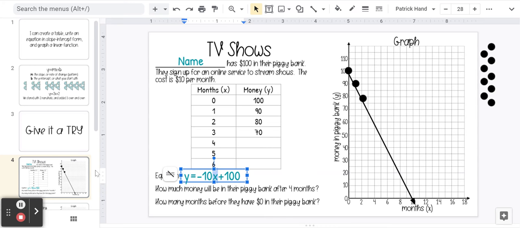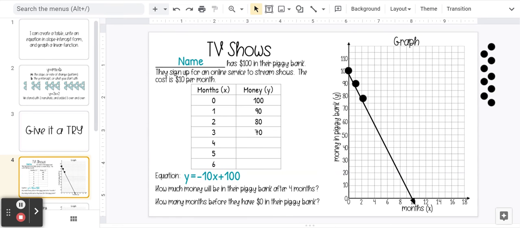So for each of the questions, you're going to fill out the table first. You can either do the equation or the graph next, but do all 3 of those parts before you answer these final 2 questions.